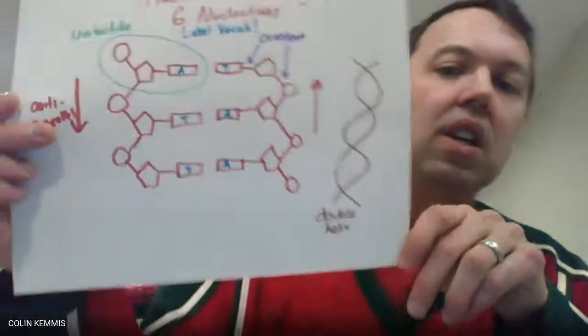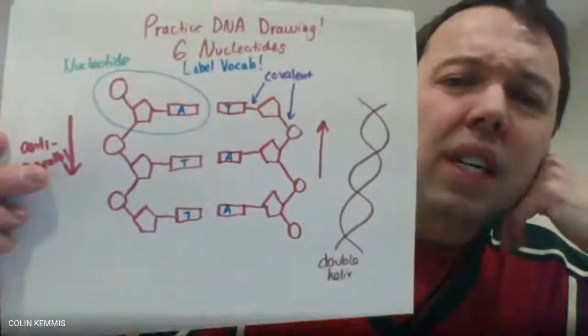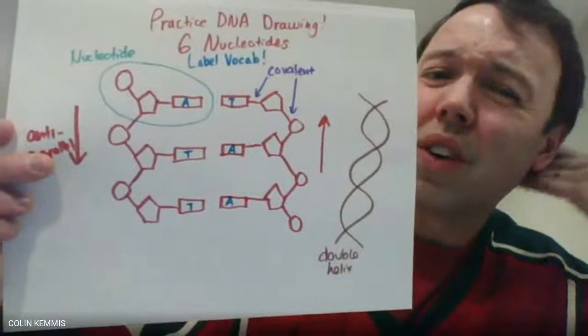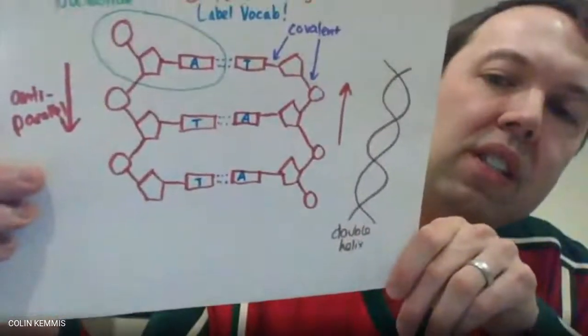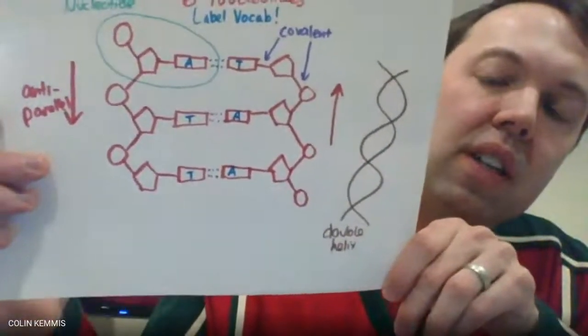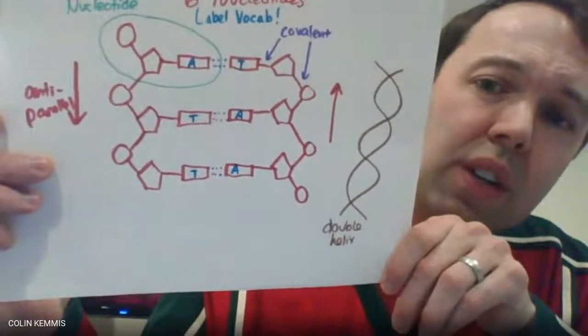Okay. Now, where's the hydrogen bond? Hydrogen bonds are weak. They're not as strong as covalent, so they're easy to break. Let's see, where would those be? Those are going to be down the center of the molecule. And we're going to show those with dashed lines. Okay. Sometimes there's 2 dashed lines, sometimes there's 3 dashed lines. Okay, those are the hydrogen bonds. So let's label those.